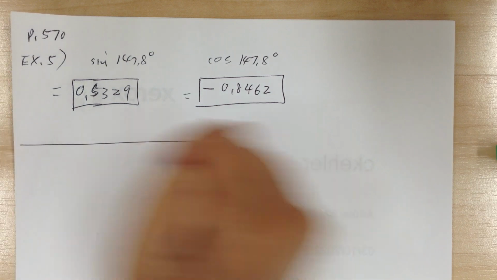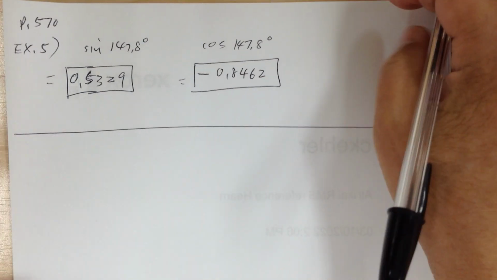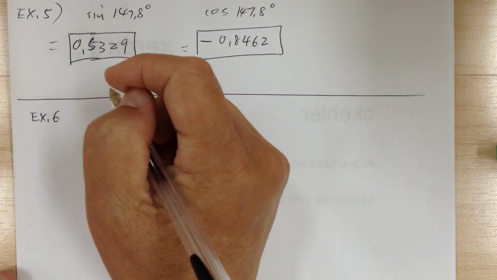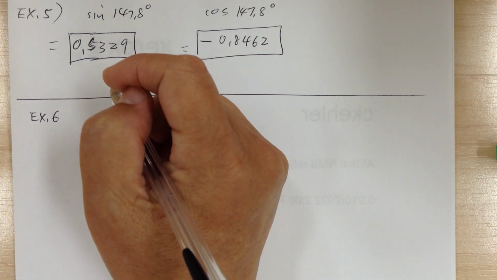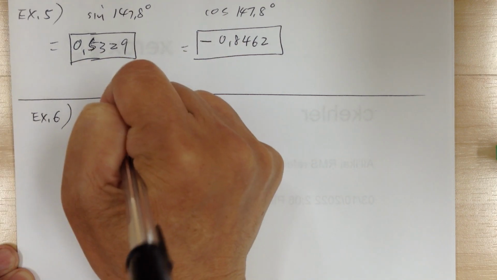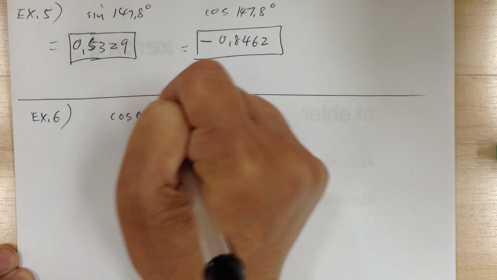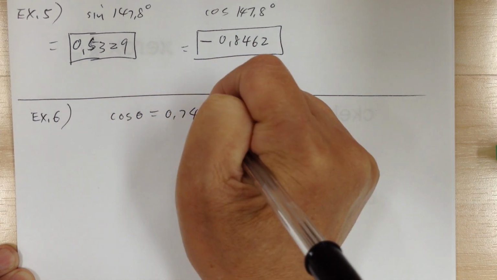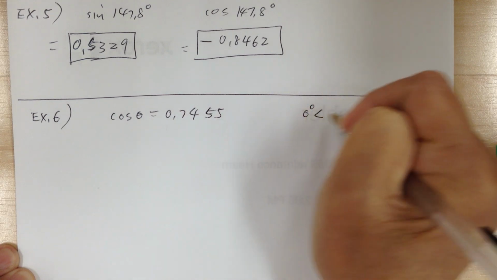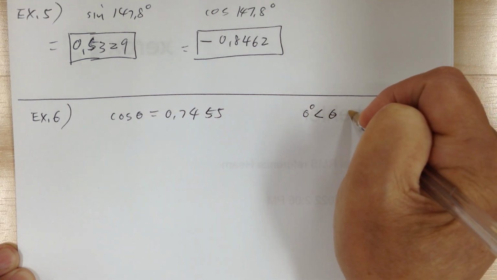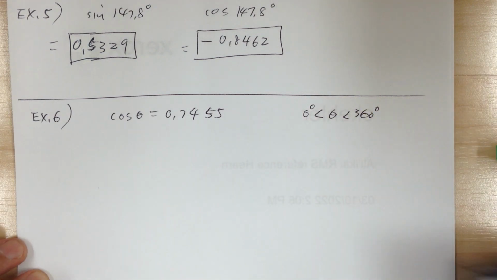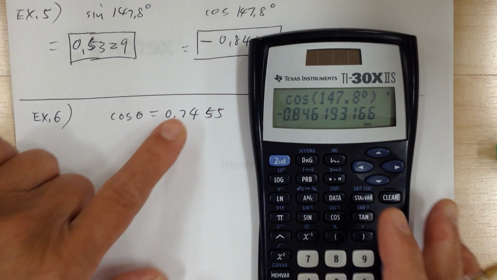Let's go to example 6. Okay, find to the nearest tenth of a degree the measure of two angles satisfying cosine theta equal to 0.7455, where the angle has to be between 0 and 360. Okay, so first, let's go and find the first one.